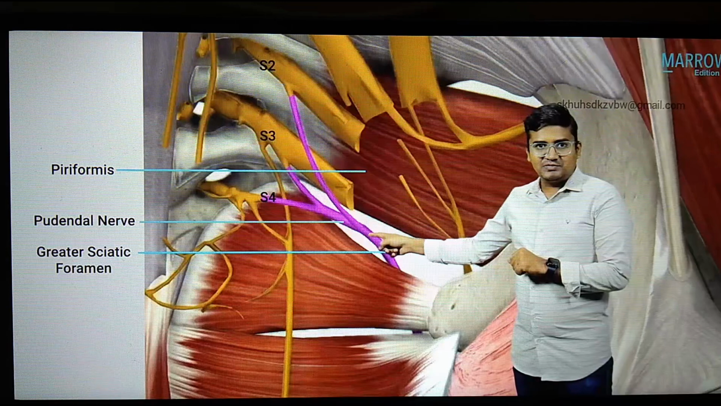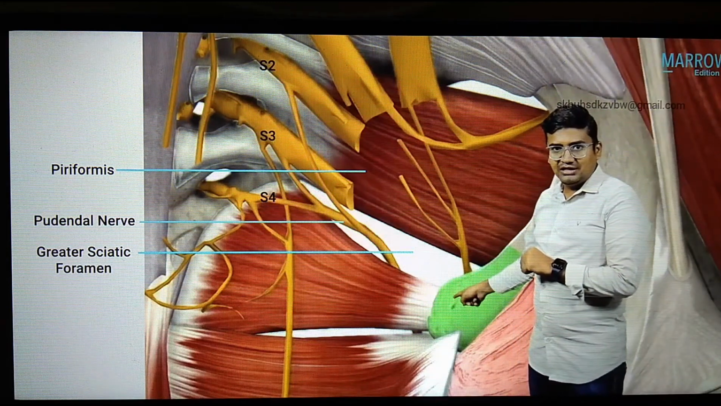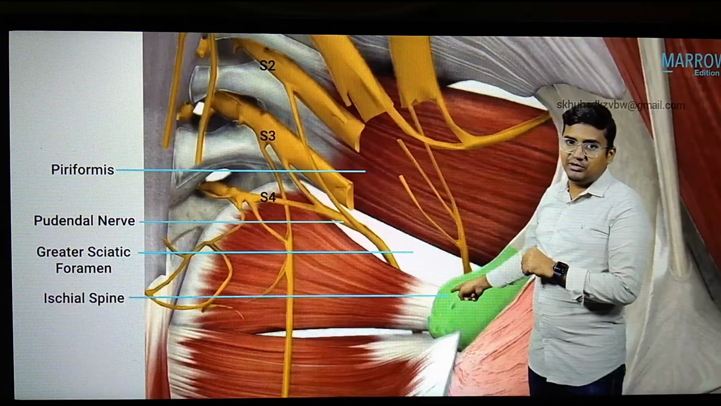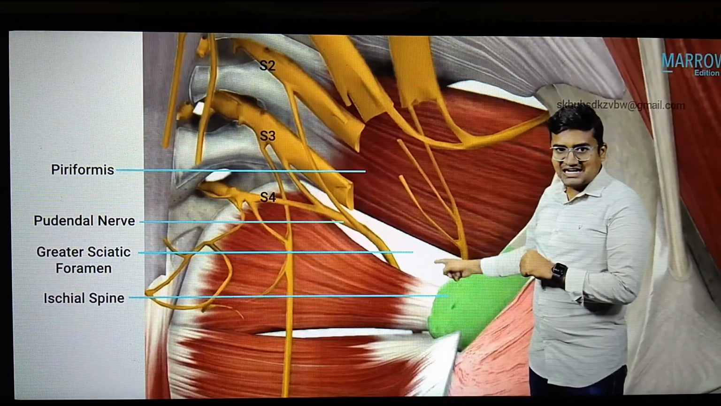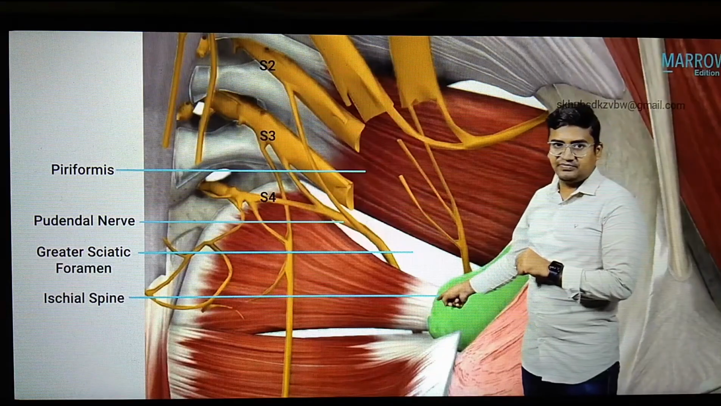So now pudendal nerve is passing below the piriformis muscle and which is resting on this bone. That is our ischial spine. Very important point. The pudendal nerve is resting on the ischial spine. 2019 November AIIMS exam question.